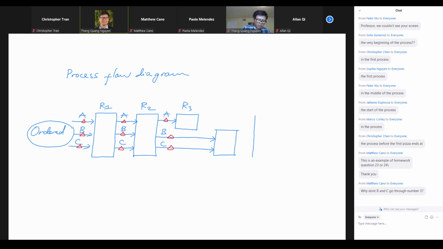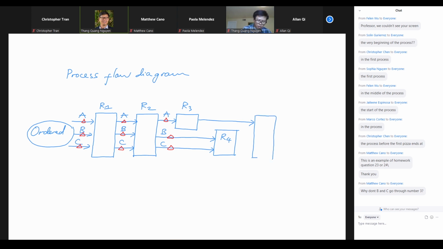So A, by the nature of the product A, it will not go through resource 4. So we just bypass resource 4 like this. So we have R4 right here, right? And if you look at the chart one more time, then all units, I mean, all products will go through resource number 5. So at 5, here is what happens.